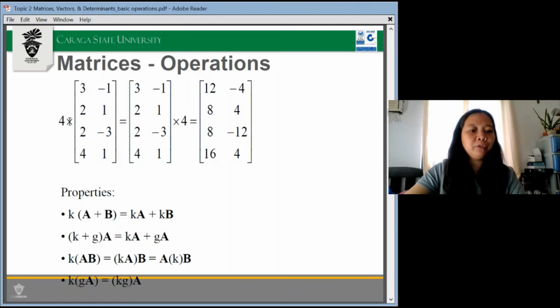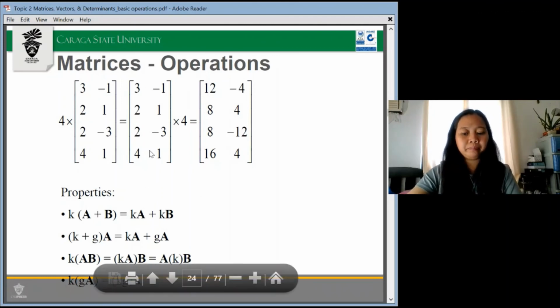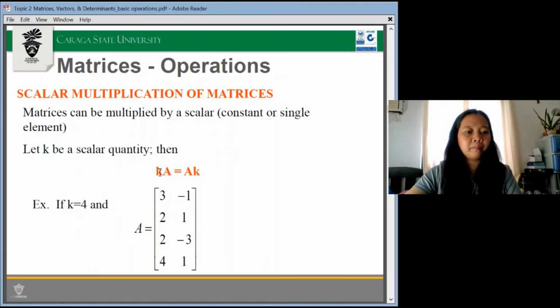You only have to multiply the scalar value into each element inside the matrix. So we have 4 times 3, of course, we have 12. 4 times 2, 8. This is the same when you place the scalar value on the right side of the equation. So it's the same as stated in the previous procedure.